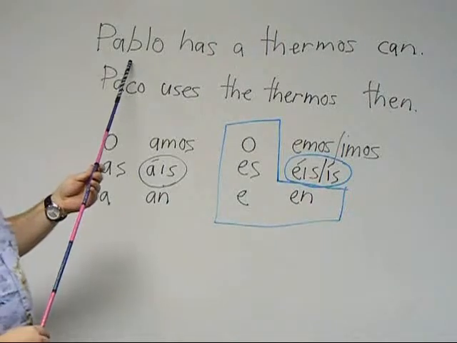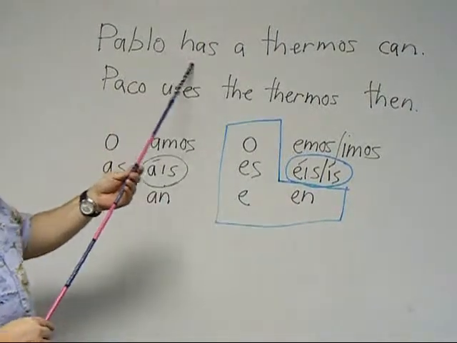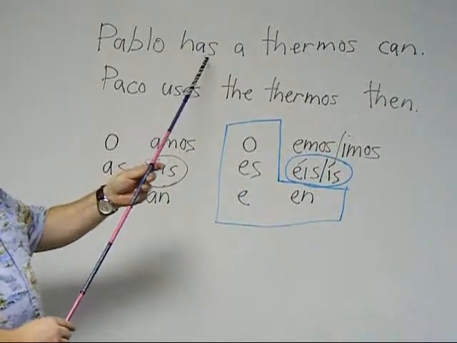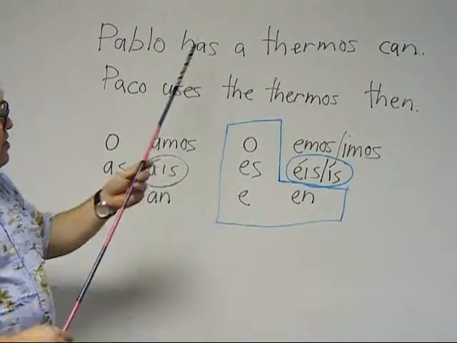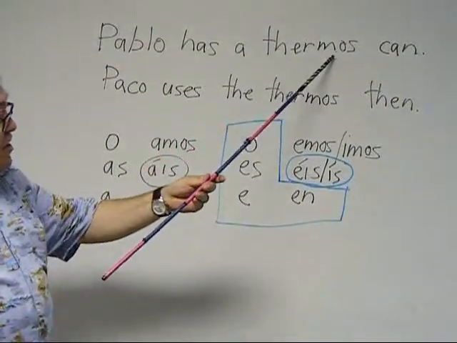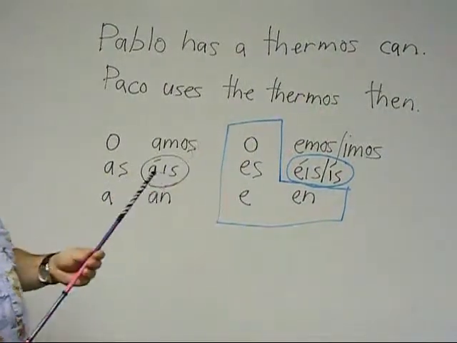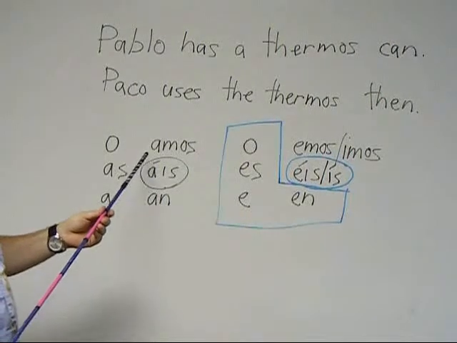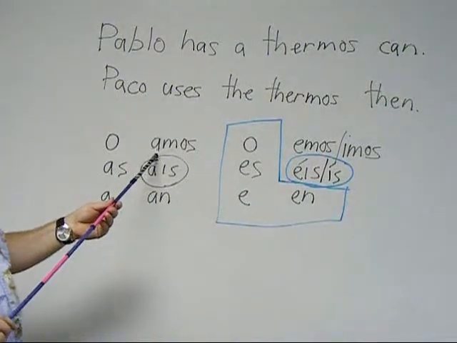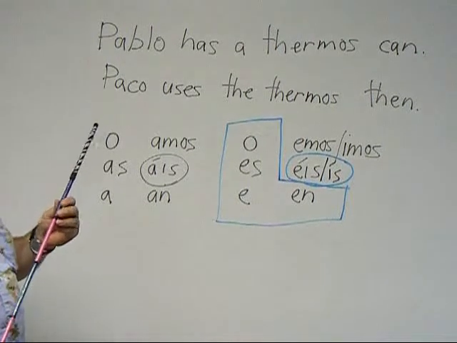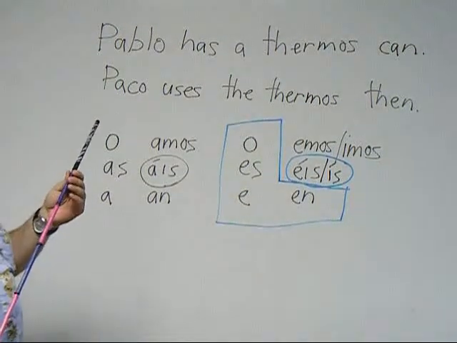To do the AR verb endings, we have the sentence, Pablo has a thermos can. I have the O for the yo form, the AS for the tú form, the A for the he, she form. The MOS is the ending for the we form, and then the AN is the third person plural ending. I have those here. Notice that the AR verbs end in AMOS, so you have to put the A before the MOS.